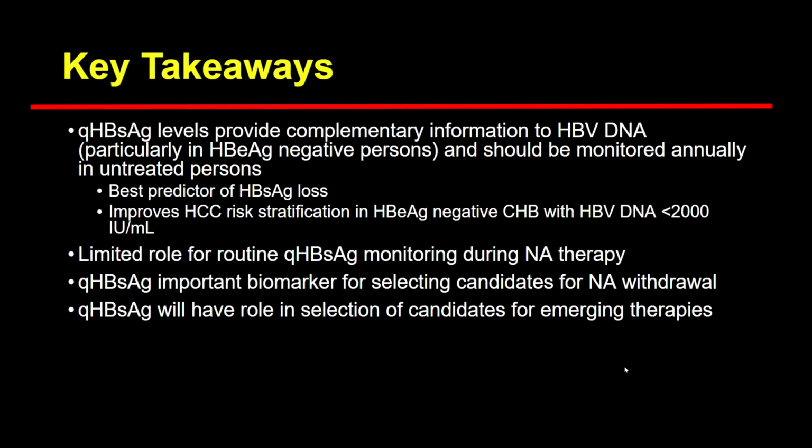So the key take-home messages are that quantitative surface antigen levels provide complementary information to HBV DNA, particularly in E-negative persons, and should be monitored annually in untreated persons. It's the best predictor of surface antigen loss and improves HCC risk stratification in E-negative patients with viral levels less than 2,000. It has a limited role for routine quantitative monitoring during nucleoside analog therapy. And it's an important biomarker for selecting candidates for nuke withdrawal as well as candidates for emerging therapies.